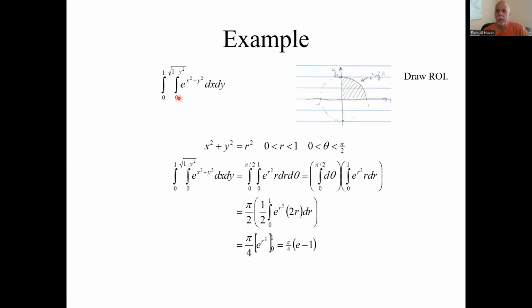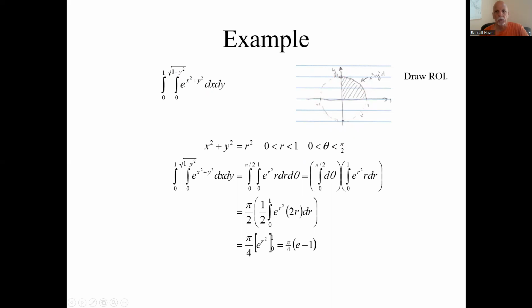One boundary is x equals 0. That's easy enough. Draw that straight line. What is this boundary? x equals square root of 1 minus y squared. Well, square both sides, you get x squared equals 1 minus y squared, or x squared plus y squared equals 1. A circle of radius 1. So another boundary is a circle of radius 1.